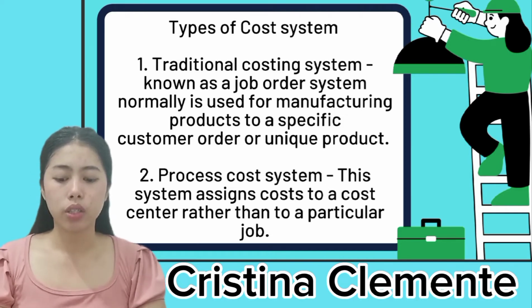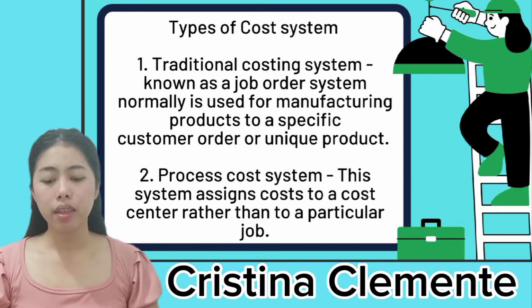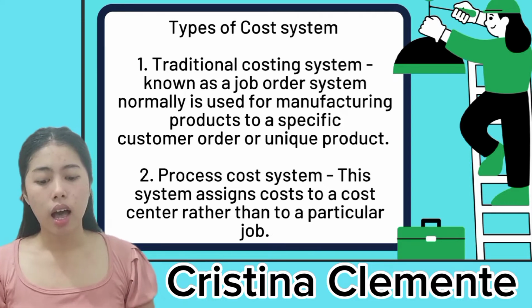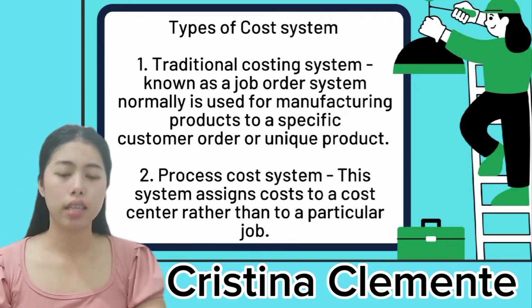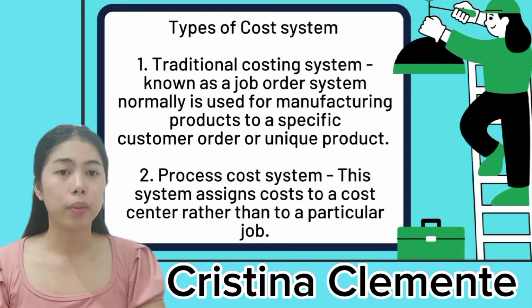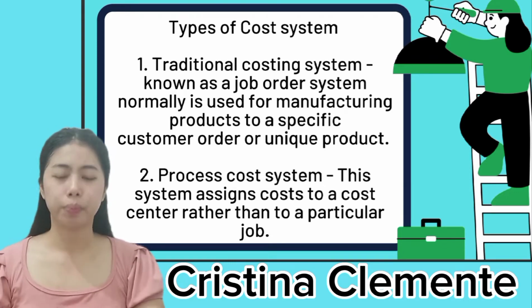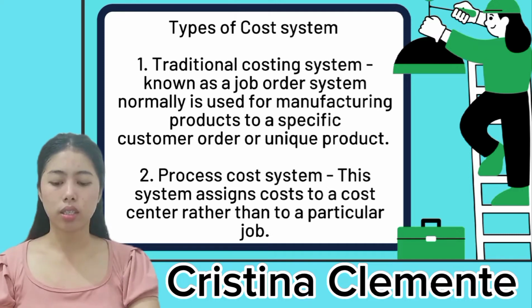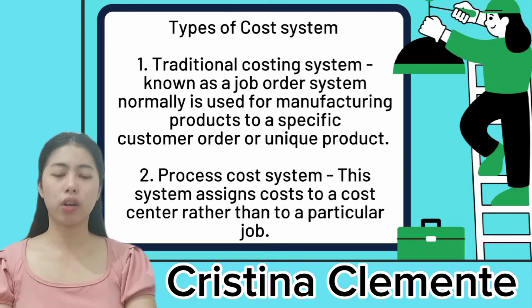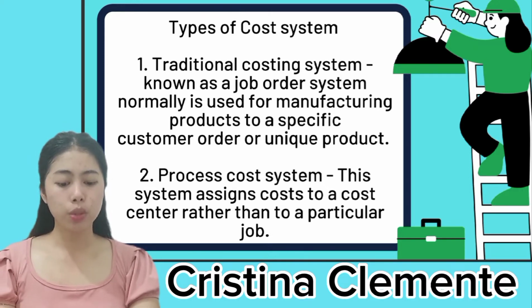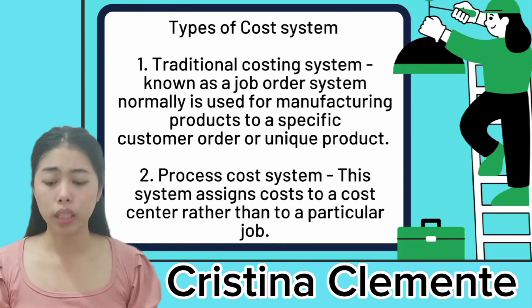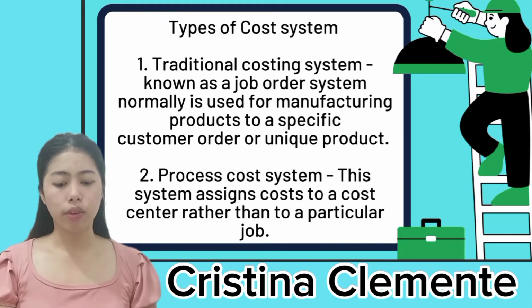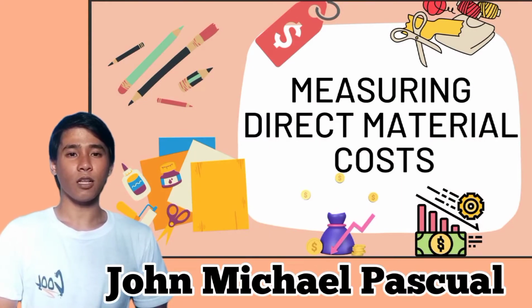So now, let's proceed to types of cost system. Number 1 is traditional costing system, meaning this is a technique that allocates cost in accordance with the volume of resources used in product manufacturing. Number 2, process cost system. It is assumed that the price of each produced good is equal to the price of every other good. Measuring direct material costs.